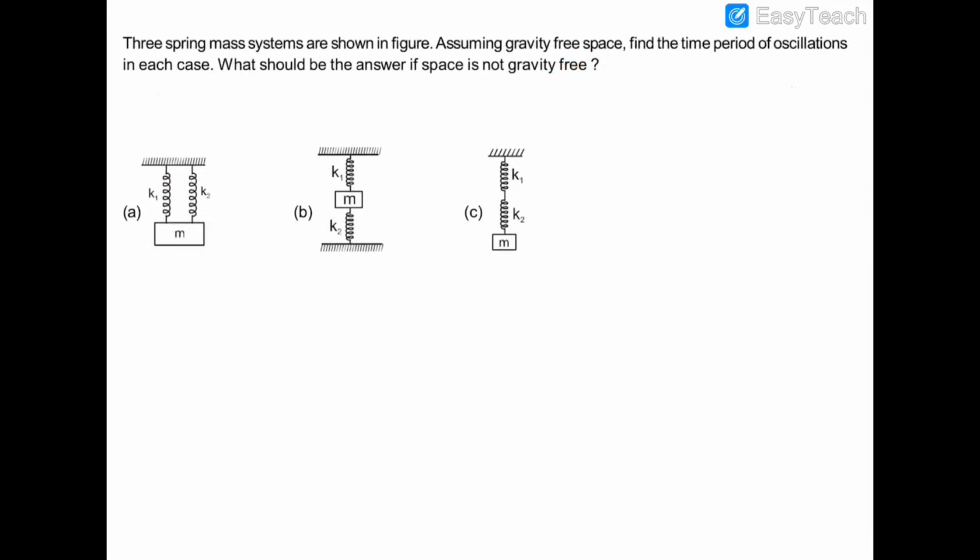In this question, you can see that there are three different configurations of a spring block system and we have to find out the time period of their SHM.